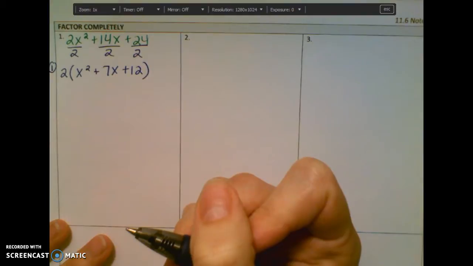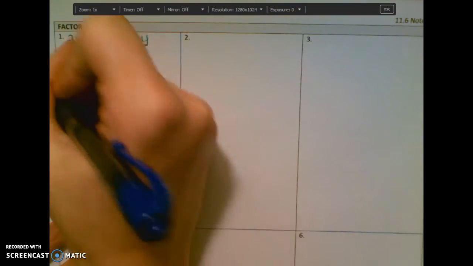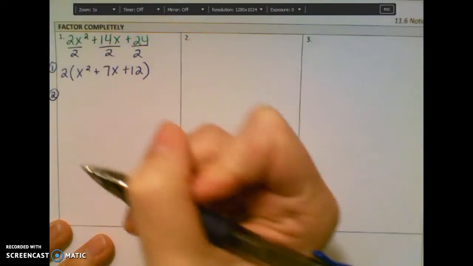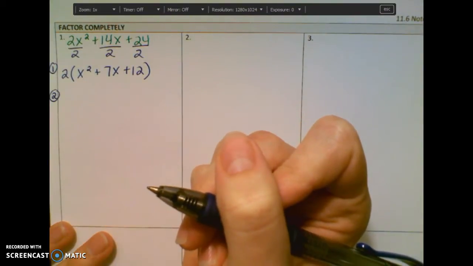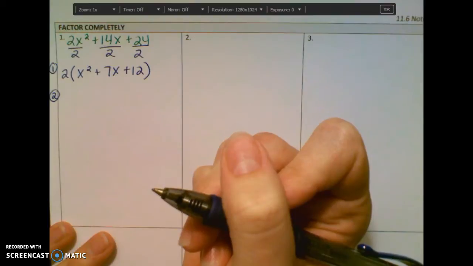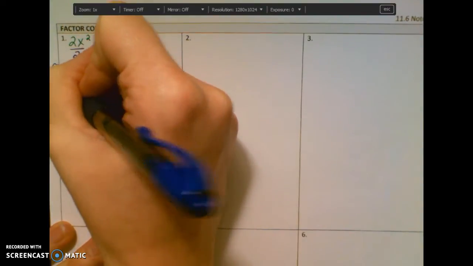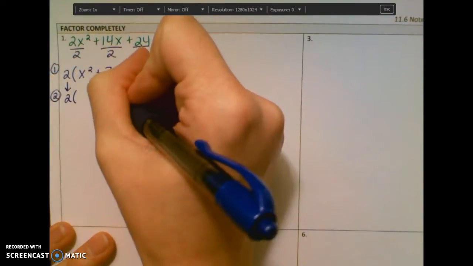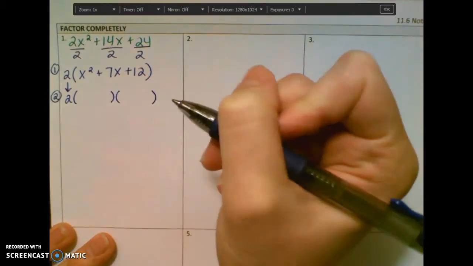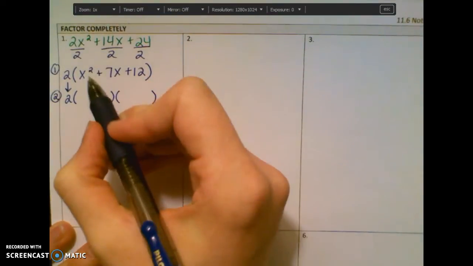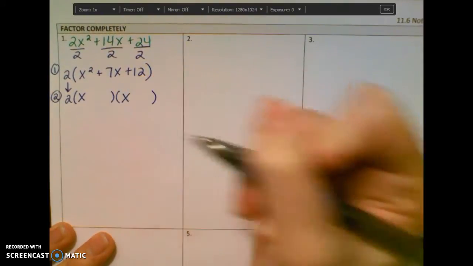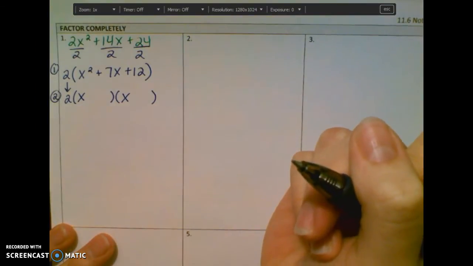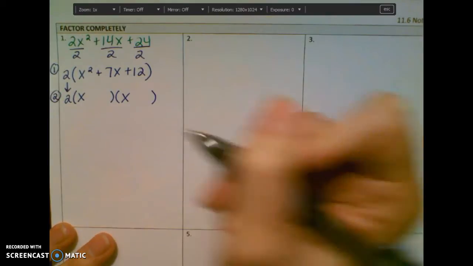Now we need to set up our parentheses and fill in the variables. So I'm going through the steps that we looked at on the front page. Step 2 is to write our parentheses. So we bring down that GCF, that's going to be on the outside of our parentheses, and we fill in our variable. We see that we have an x squared here, so our variables are going to be x and x. So that's how we start factoring this. We do the GCF, parentheses.